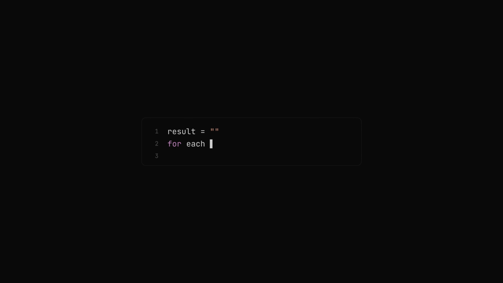Here is the most innocent-looking loop in programming. Result equals the empty string. For each line in the file, result equals result plus line. Read lines, glue them together. Every one of us has written this.